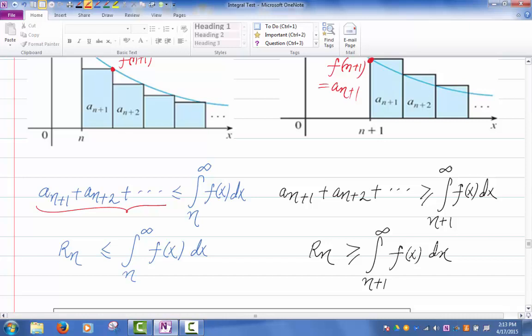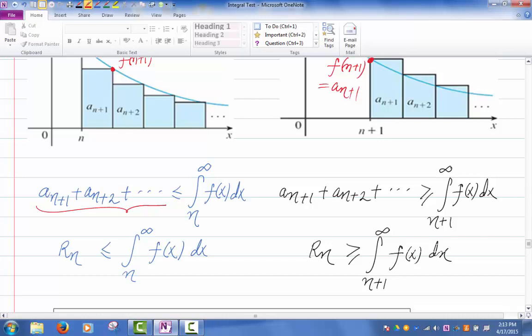Which integral is bigger? Remember, f is positive. This one is bigger because the interval of integration is bigger, right? This interval, n to infinity, is bigger than the interval from n plus 1 to infinity, right? Between n and n plus 1, you have a gap of 1, right? So the integral for the upper bound is bigger than the lower bound integral, for sure.